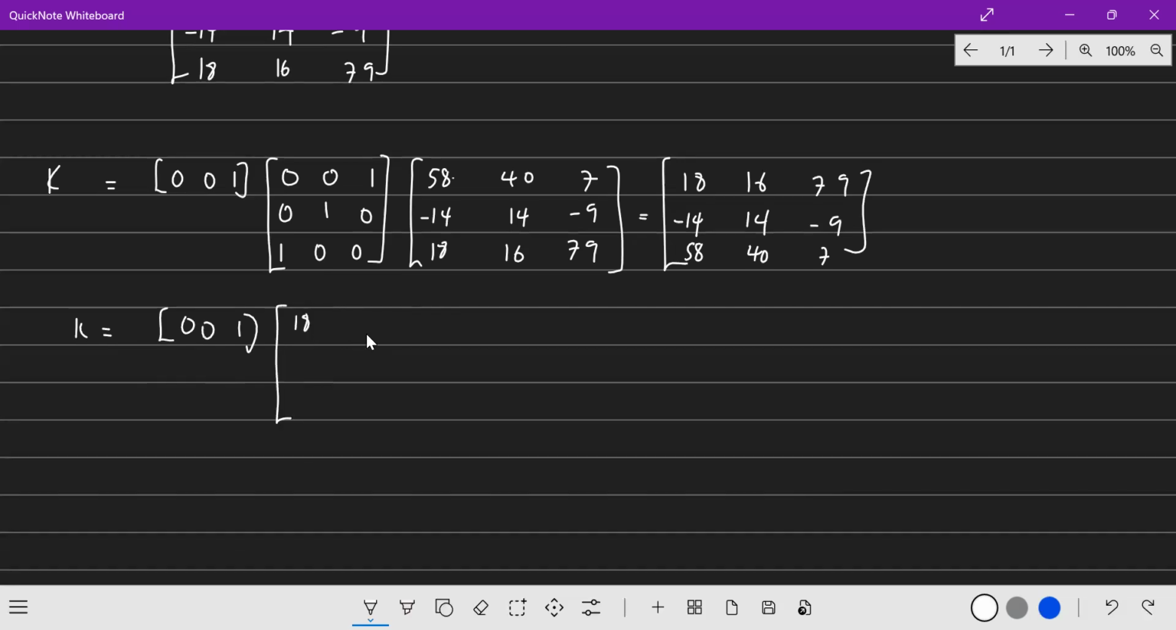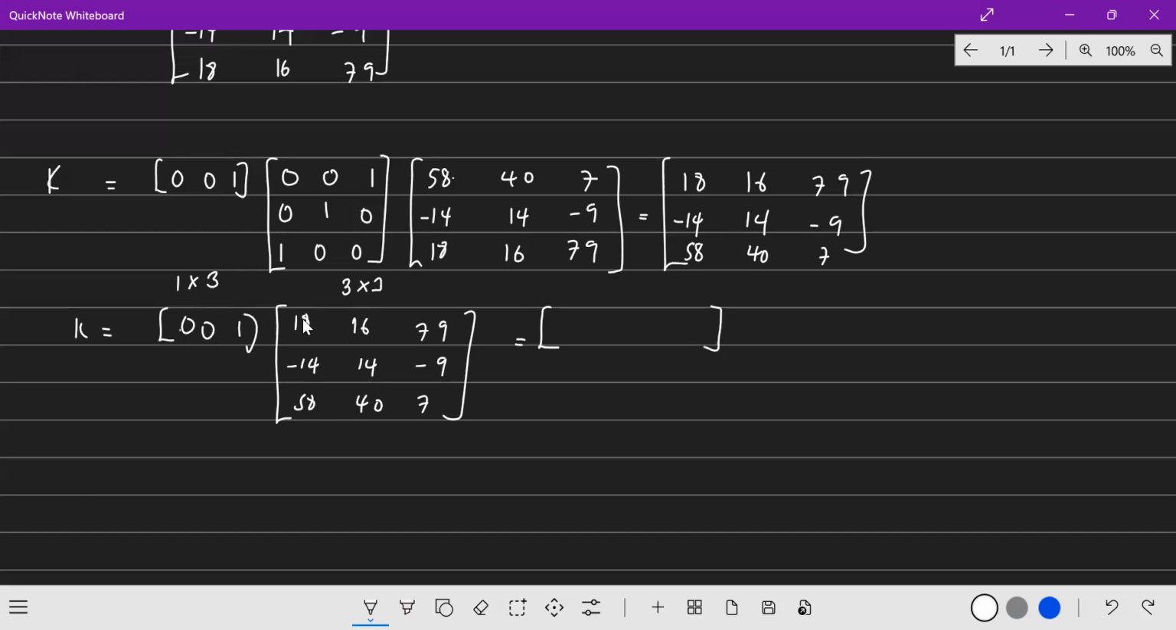Okay, I've just used my calculator here. If there's any mistake, guys, please let me know. 40 and then 7. Now let us multiply row by column. So this is a 1 by 3 matrix, and then it's a 3 by 3 matrix. So the K value will be 1 by 3 type, isn't it?